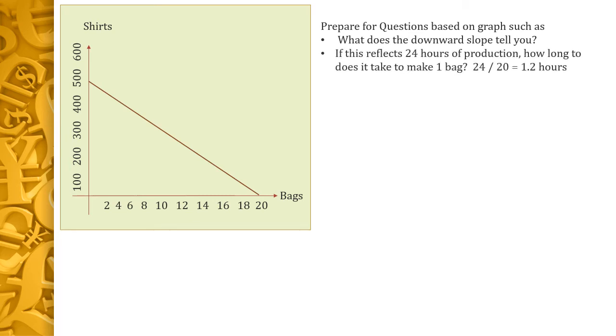Now, if this reflects 24 hours of production, how long does it take to make one bag? I've told you it reflects 24 hours of production, and we know that right here, if we're making just bags, because that's what that point would be. Why do we know that? Because that's the line where it crosses the 0, right there. And so we're just going to divide it by 24. It tells us it takes 1.2 hours to make a bag.